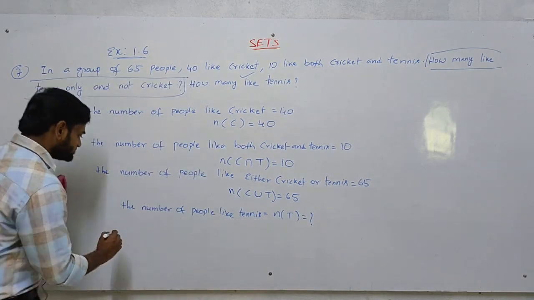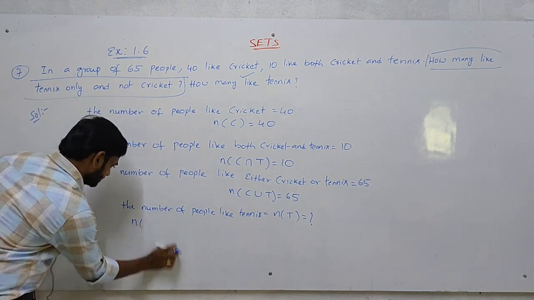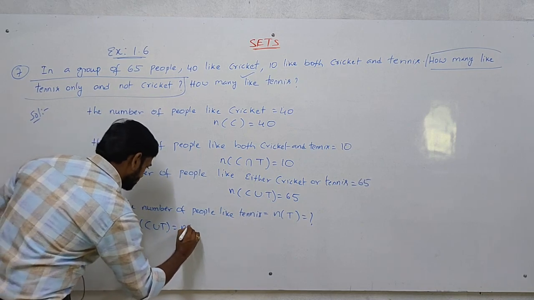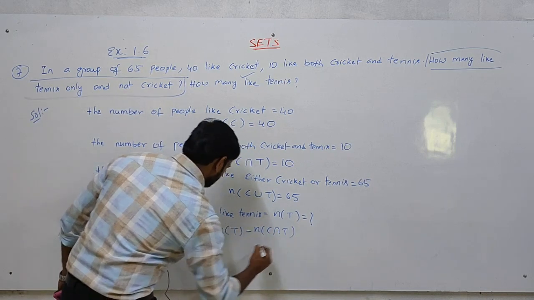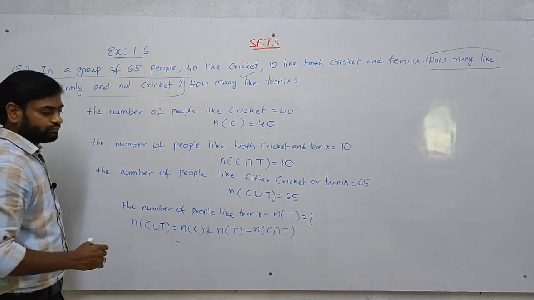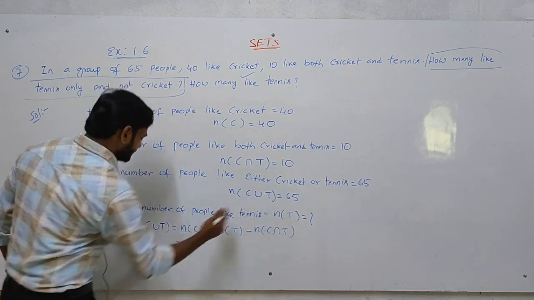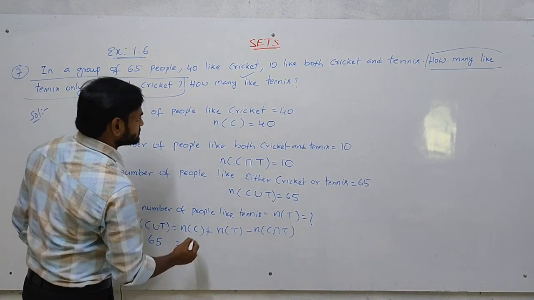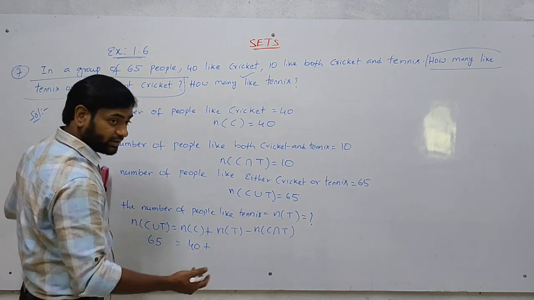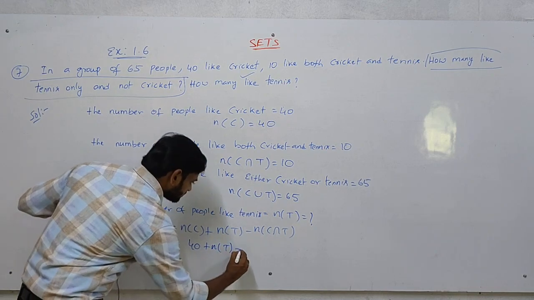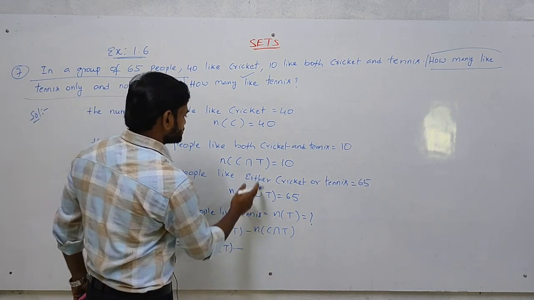So what is the formula for this one? n of C union T is equal to n of C plus n of T minus n of C intersection T. So substitute the values. n of C union T is how much? 65. n of C is 40, plus n of T, we have to find that one, minus n of C intersection T. C intersection T is 10.